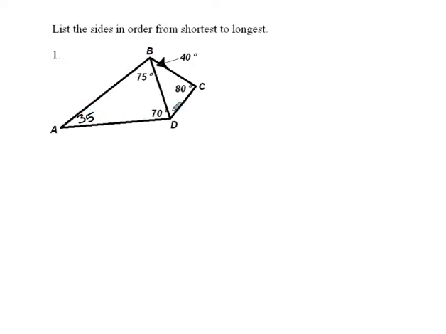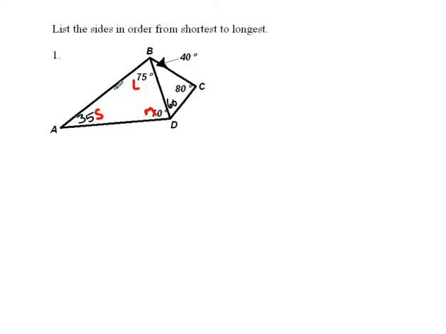Now I'm going to look at triangle DBC. And again, 180 minus 80 minus 40 tells me that this angle is 60 degrees. Now, just like I did before, I'm going to label my angles small, medium, and large. I'm going to look at each triangle separately. This one's my small angle. This one's my large angle, and this one is my medium angle.